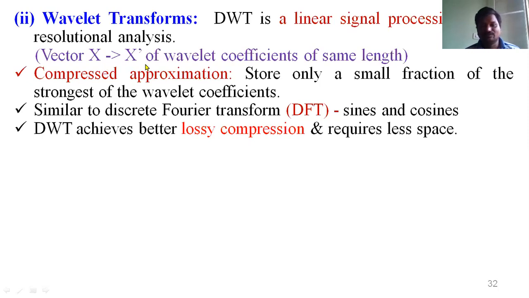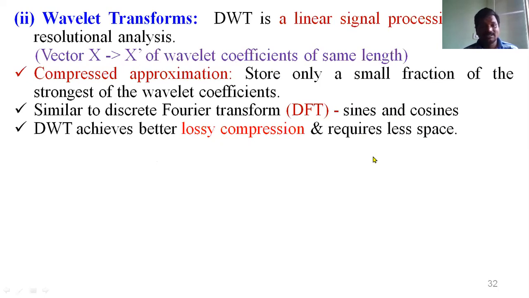For example, you have a vector, and this is a wavelet coefficient for the length. Here you will apply the compressed approximation. What about the compressed approximation? Store a small fraction of the strongest wavelet coefficients. This technique is similar to the discrete Fourier transform, which uses sine and cosine.